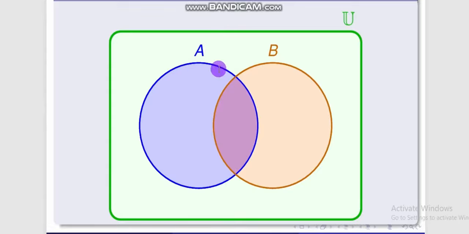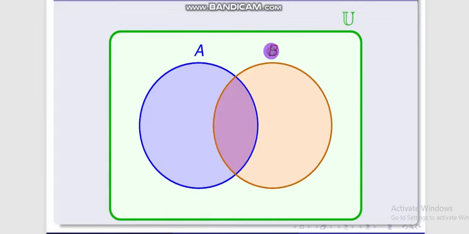Okay, now what about A complement and B complement? From here, how do we get the A complement? Now remember, we say elements that are in this circle, circle A, constitute the elements of set A. Then everywhere outside this circle, including this region that is part of B but is outside A, right? So all these regions outside A constitute A complement.